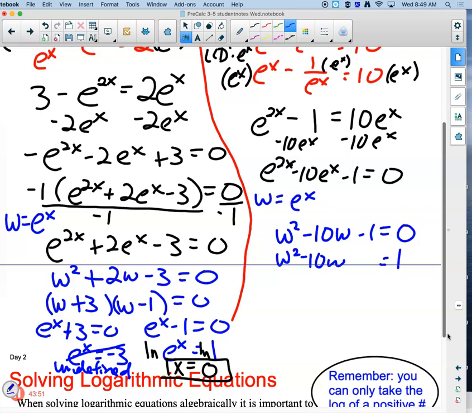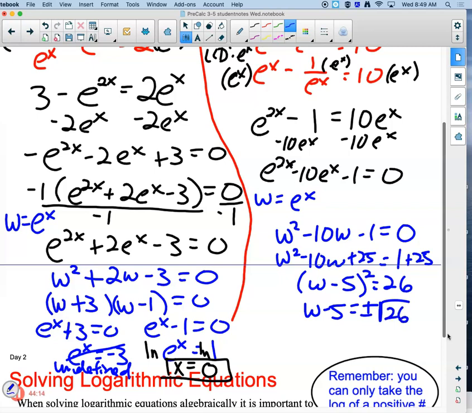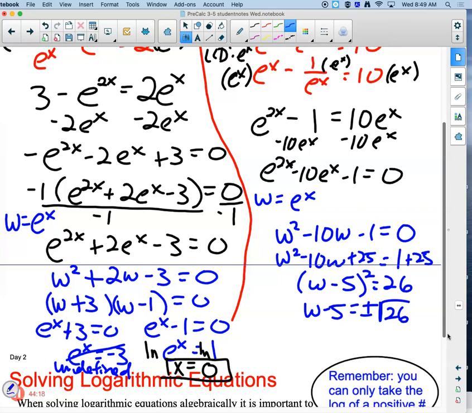Well, b over 2 squared would be negative 10 divided by 2 is negative 5, and you square that and we get 25. So now we have the quantity w minus 5 squared equals 26. We'll take the square root of both sides. And we have w minus 5 equals plus or minus the square root of 26. And then we'd add 5.